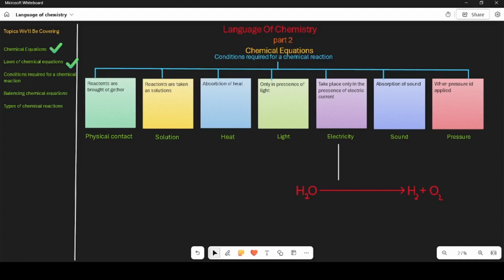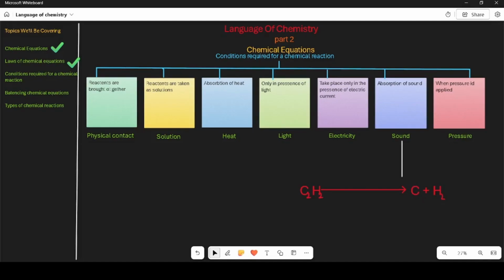Electricity. Certain reactions take place only through the passage of current. These reactions are called electrochemical reactions. For example, decomposition of water into hydrogen and oxygen. It's called electrolysis. This process takes place only when electric current is passed through water. As a result, we get hydrogen and oxygen.